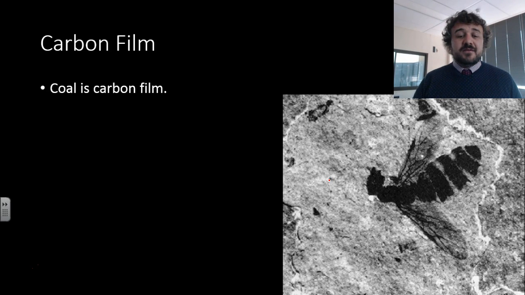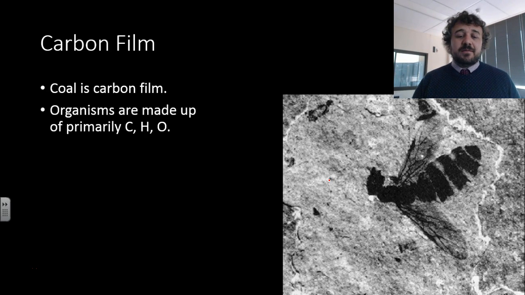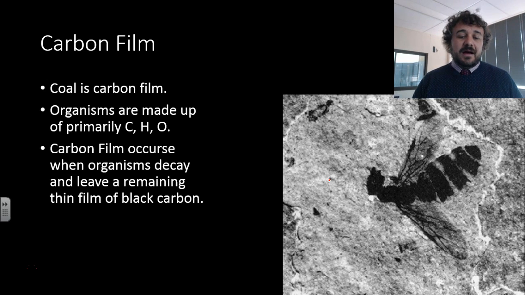Carbon film. This is what coal is. Coal is a carbon film. Organisms are usually made up of carbon, hydrogen, and oxygen. And the carbon leaves a black, sooty layer. Your carbon film occurs when the organisms decay. And if it's not taken up, they'll just leave that black layer there.